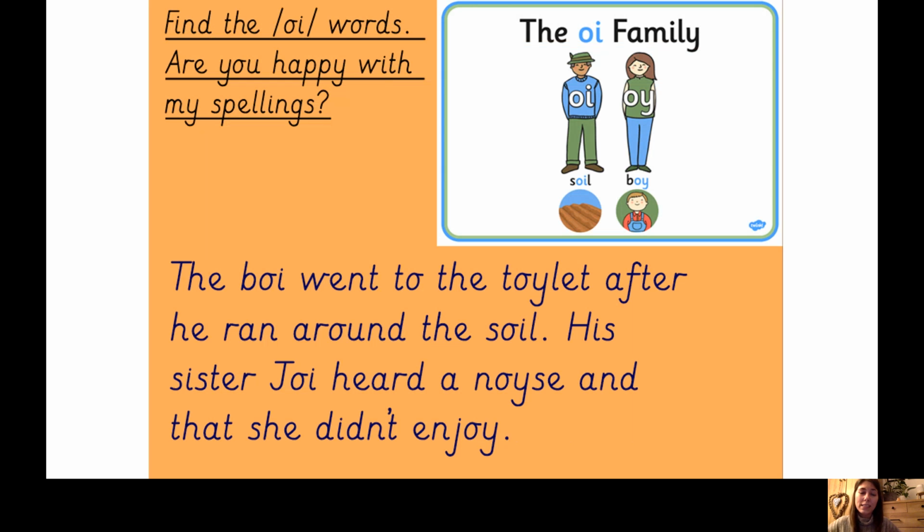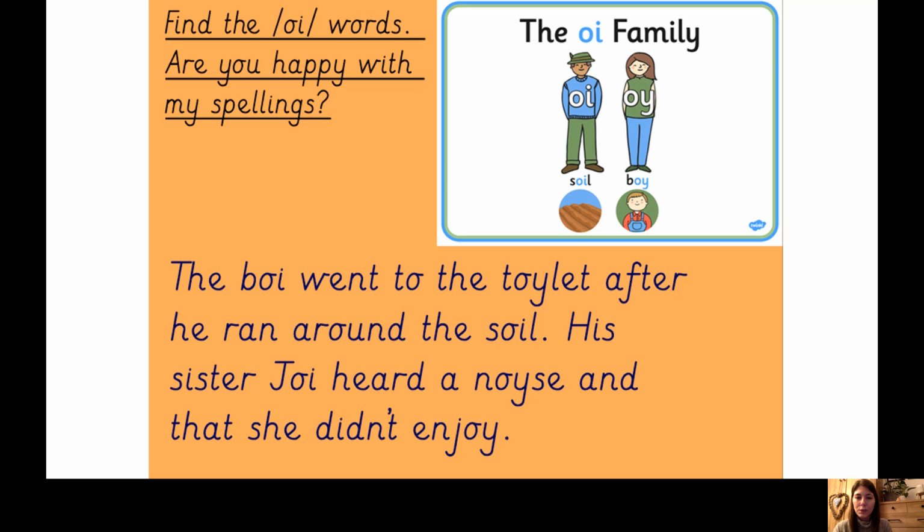Now, after school yesterday, I decided to try and challenge myself and write some sentences using the Oi graphemes, but it was such a long day, my brain got a little bit puzzled and I couldn't remember which family member went where. My sentence I've written has some Oi words in it, but I might not have spelt them all correctly. It's your job to be the teacher now.